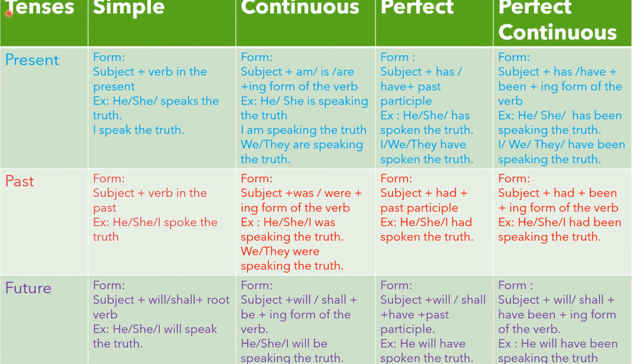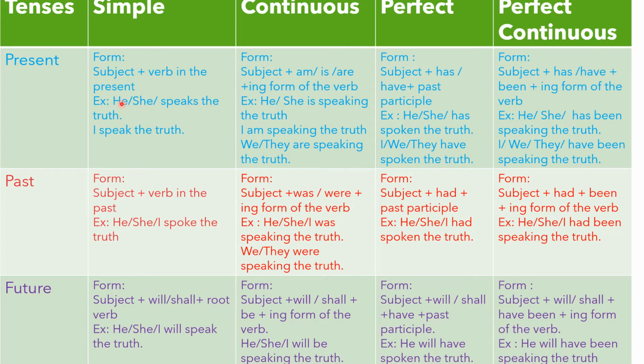Let's understand classification of tenses. The present tense is classified into four: simple present, present continuous, present perfect, and present perfect continuous. Simple present. The form of the simple present is subject followed by verb in the present. The example is he, she speaks the truth.